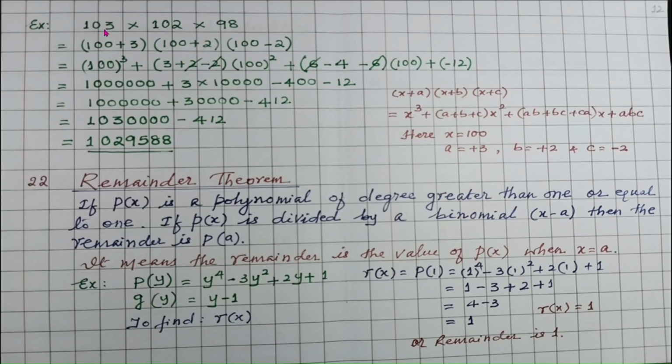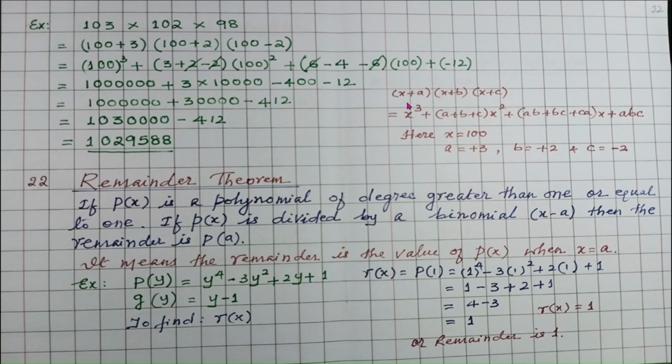Let us take one more example, 103 into 102 into 98. So this is the product of 3 factors. Now if you want you can multiply directly by taking the product of the first two and again multiplying with the third to get the total product as 1029588. Instead of that, we can use an identity. Now 103 is 100 + 3, 102 is 100 + 2, 98 is 100 − 2. The first term is the same, 100, 100, 100, so that means it is x. And the second terms are 3, 2 and −2.